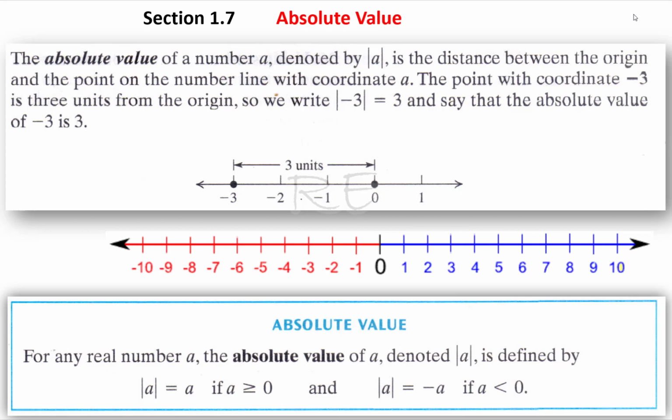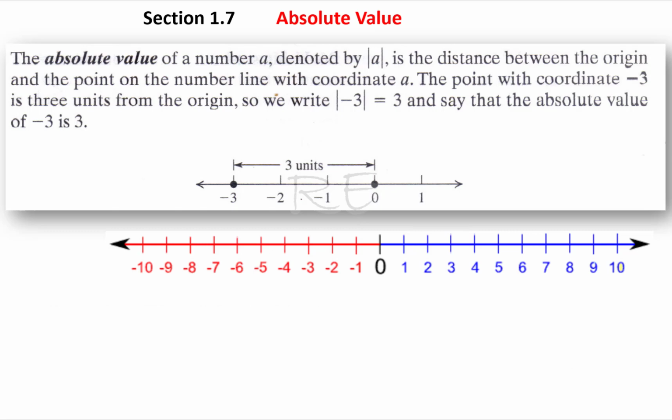The absolute value of a number a, denoted by |a|, is the distance between the origin and the point on the number line with coordinate a. For example, the absolute value of 3 is 3 because 3 is 3 units from the origin 0. The absolute value of -3 is also 3 because -3 is 3 units from 0.